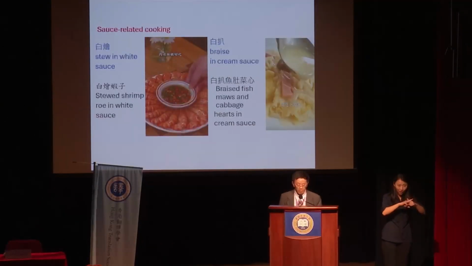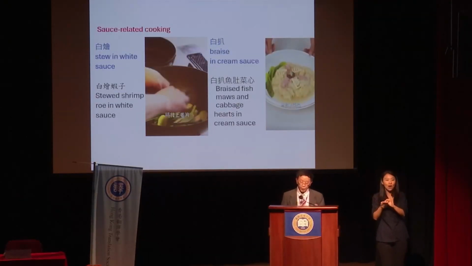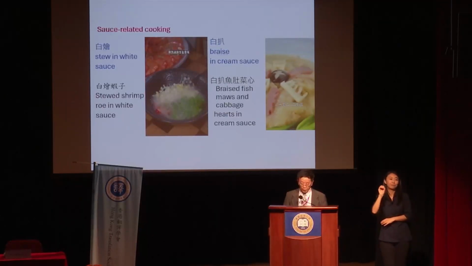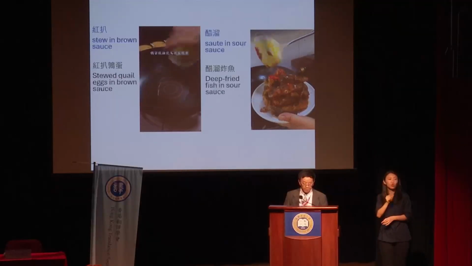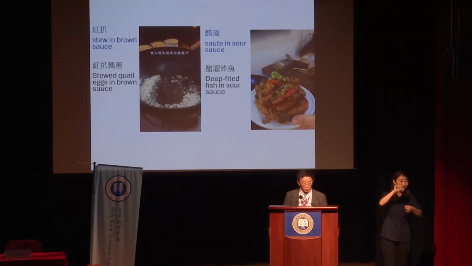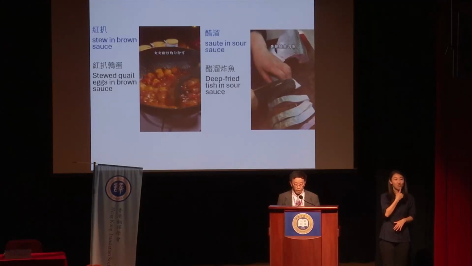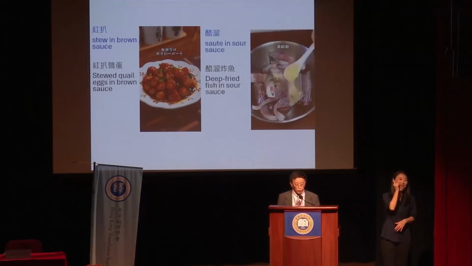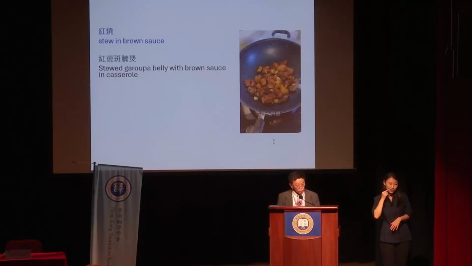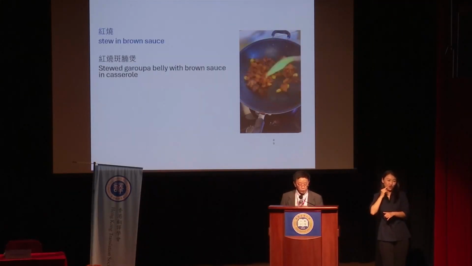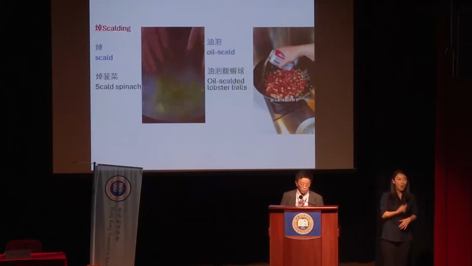And then we discovered that when we try to look at the cooking methods, there are many methods that has to do with sauce. If you put in white sauce, that is bai hui. If you put in some tomato sauce, for instance, it will be in brown sauce. If you put in some sour sauce, it will be 潮流, 醋流, I beg your pardon. And then 红烧, you stewed in brown sauce, okay?